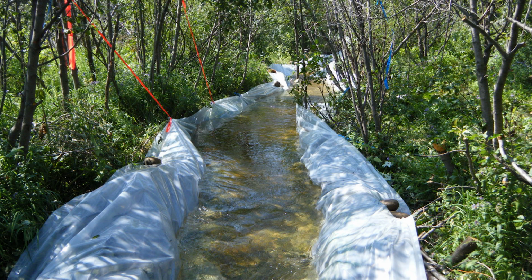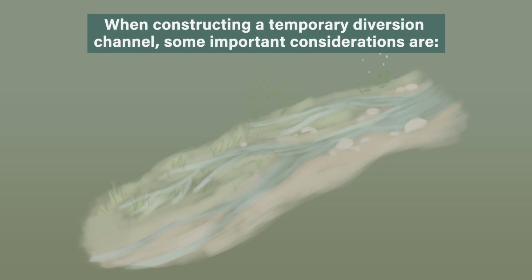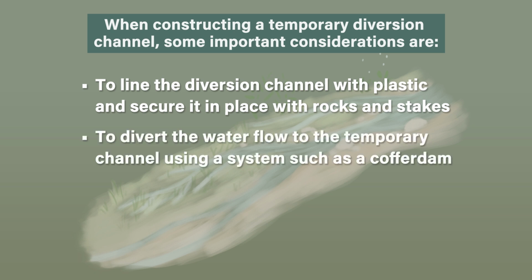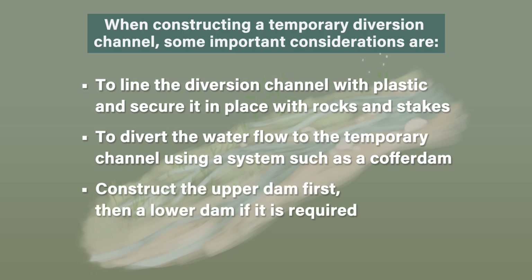When constructing a temporary diversion channel, some important considerations are to line the diversion channel with plastic and secure it in place with rocks and stakes. To divert the water flow to the temporary channel, use a system such as a cofferdam. Construct the upper dam first, then the lower dam if it is required.